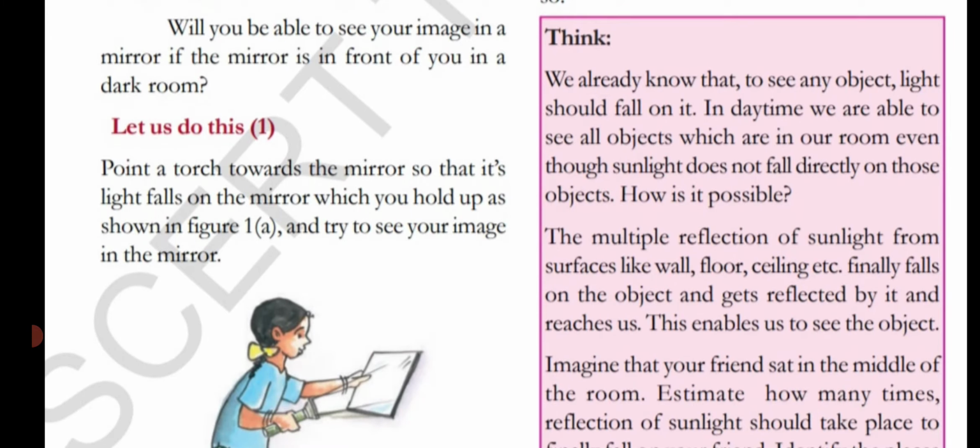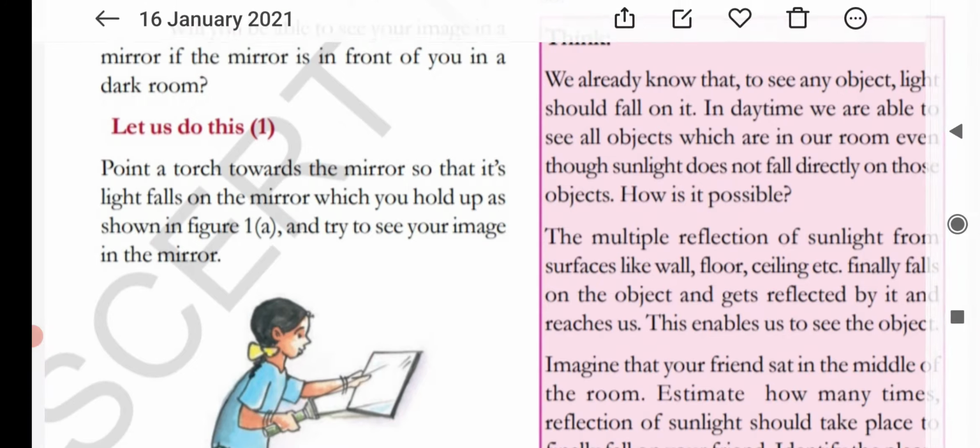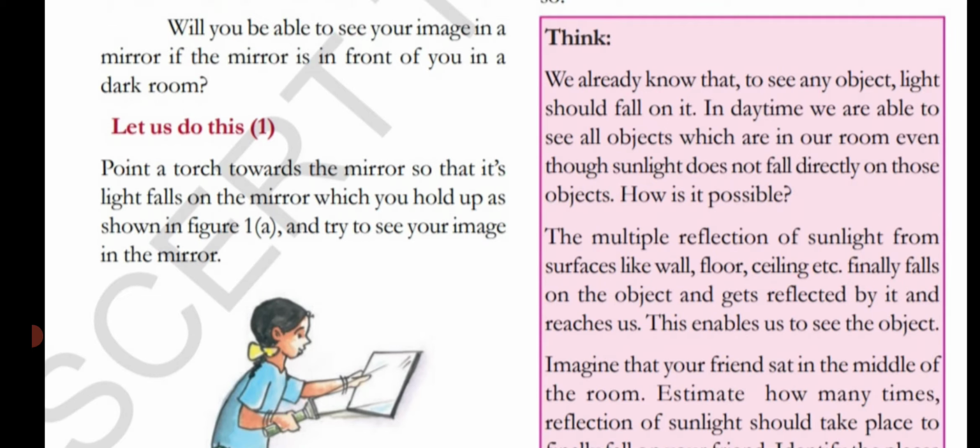Think here. We already know that to see any object, light should fall on it, isn't it? When light falls on our face, only then can we see our image in the mirror. If it doesn't fall on our face, how could we see? In daytime, we are able to see all objects in our room, even though sunlight does not fall directly on those objects. Yes, how is it possible?